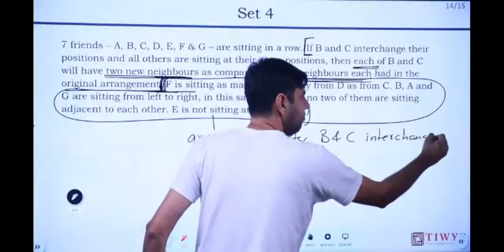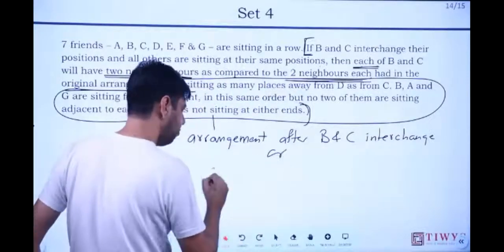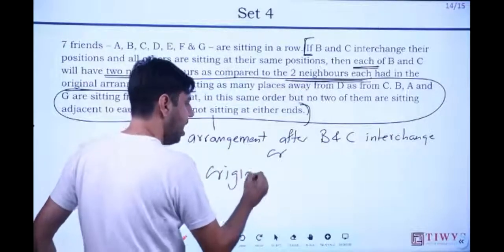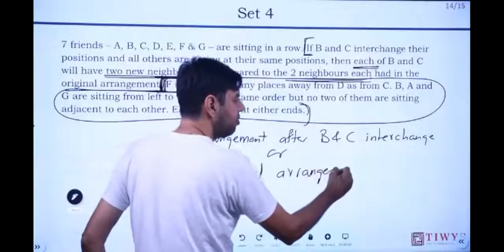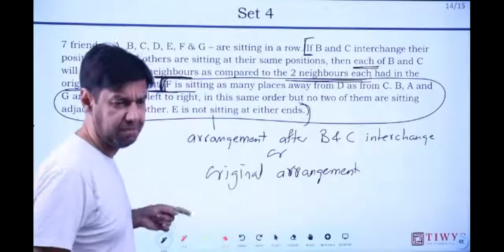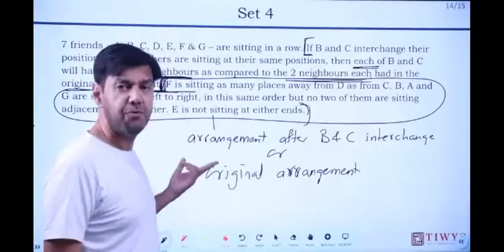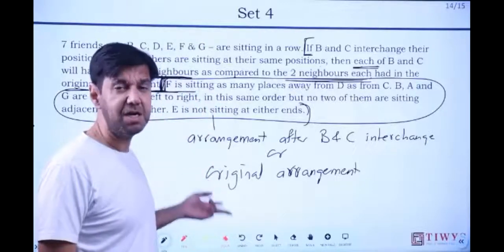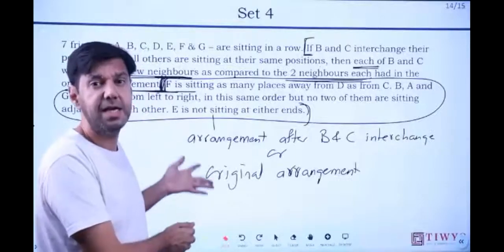It might sound a very silly question. Does the clue refer to the arrangement after B and C interchange, or is it referring to the original arrangement? For some of you, this might be a very silly question. Why am I asking this? Give an answer, let's see how silly this might be or not. For some, it might be very obvious, but I know students who argue after that. Hence, I'm making it clear.